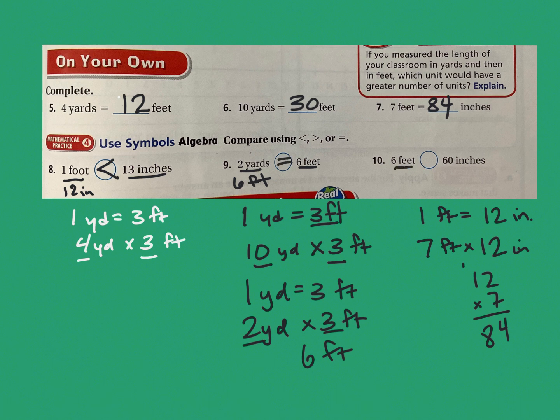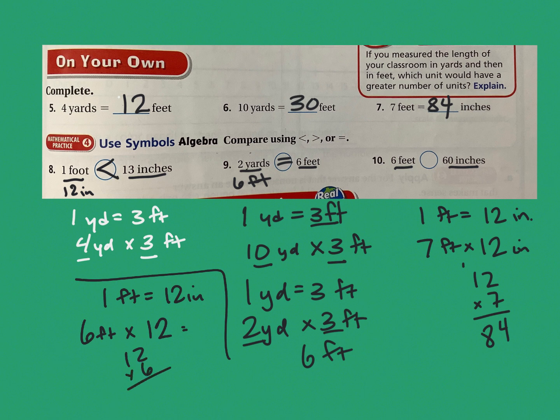What about 6 feet and 60 inches? Okay, I need to convert or change feet into inches or inches into feet. I think I'll go ahead and go feet into inches. I know that 1 foot equals 12 inches. I have 6 of those feet, and each of those feet is 12 inches long. So I would be adding that together 6 times. So 12 times 6 will get me how many inches that is.